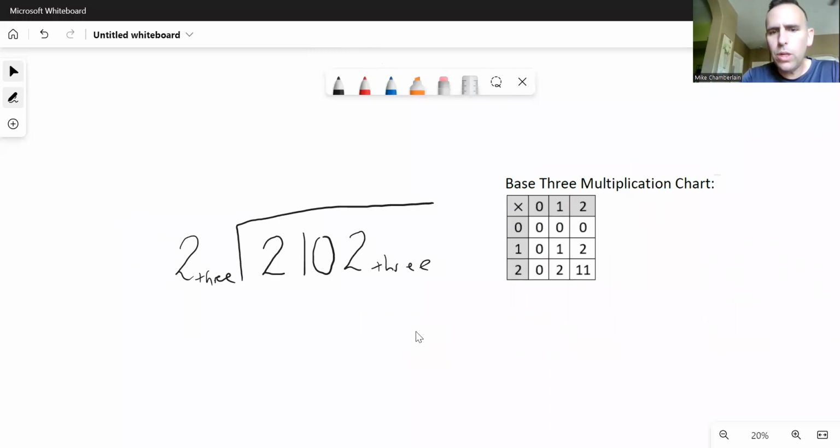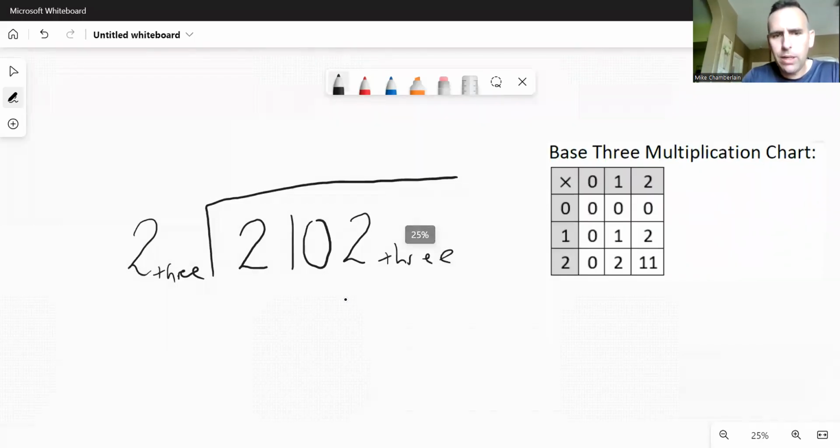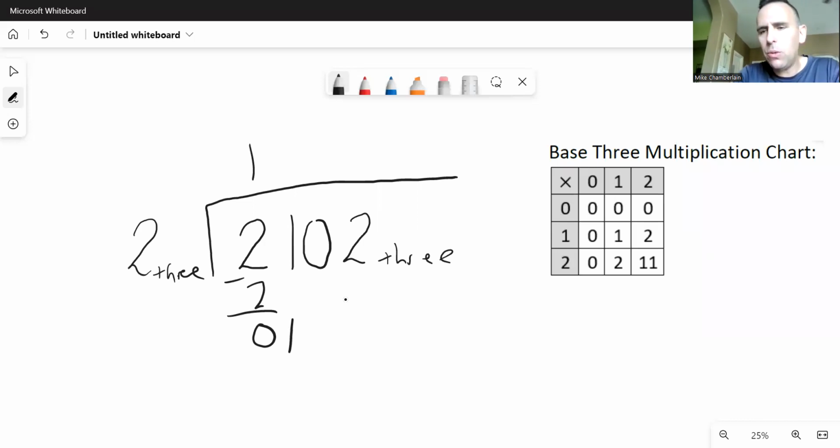So here we have 2102 base 3 divided by 2. So we're going to start from the left, right? How many times does 2 go into 2? Well, that seems to just be 1. It seems pretty straightforward. Okay, bring down the next digit, 1. How many times does 2 go into 1? How many groups of 2 are in 1? Well, none. So I actually need to bring down a secondary digit and read it as, how many times does 2 go into 1, 0?